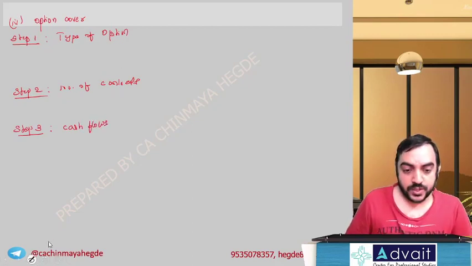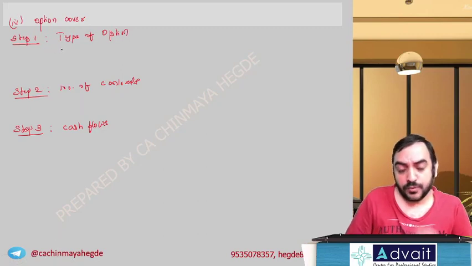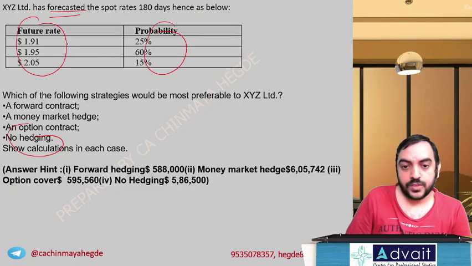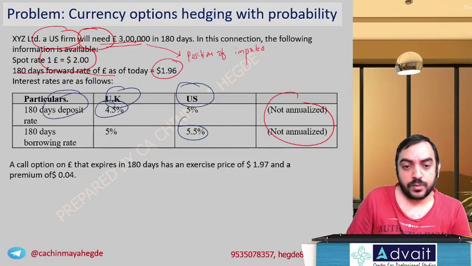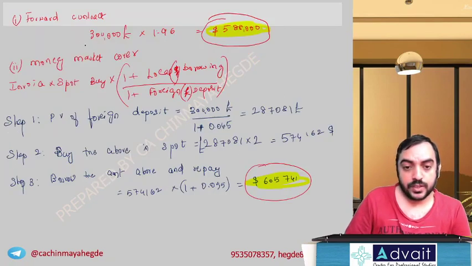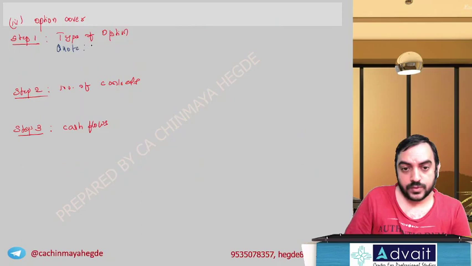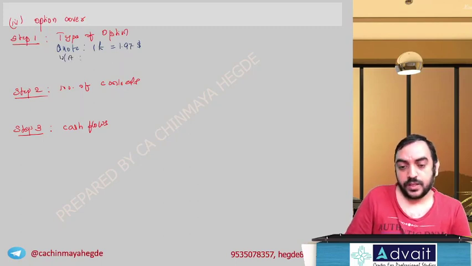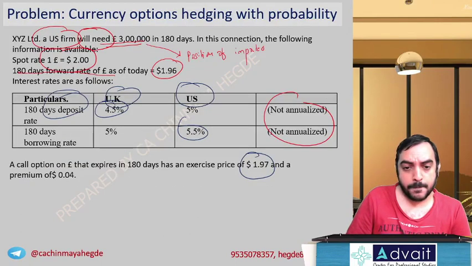Okay, types of option. Start from the quotation given. Quote given, one strike rate. What is strike rate? Exercise price of 1.97. So 1 pound is $1.97. So what is the underlying asset? Has a lot size been given? No lot size. So lot size not given.